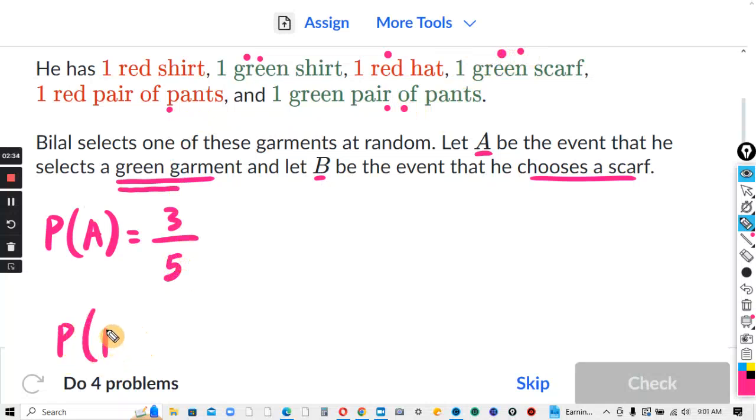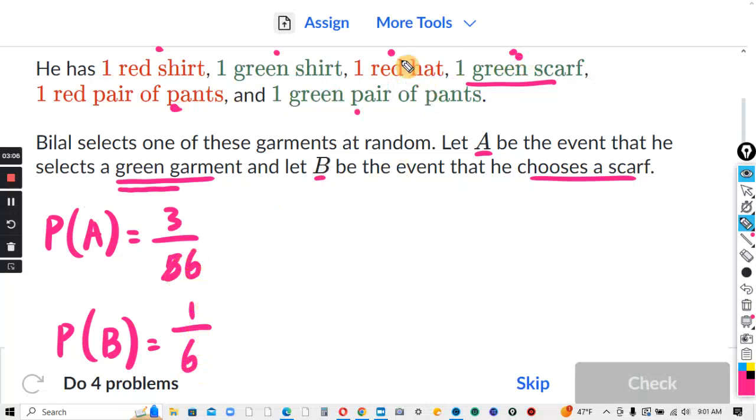Probability of B. B is that he chooses a scarf. All right, let's see. How many scarves? Right here, green scarf. That's just 1. And out of how many garments? We said 1, 2, 3, 4, 5, 6. All right, I made a mistake on part A. It's not out of 5, it's out of 6. All right, 1, 2, 3, 4, 5, 6.